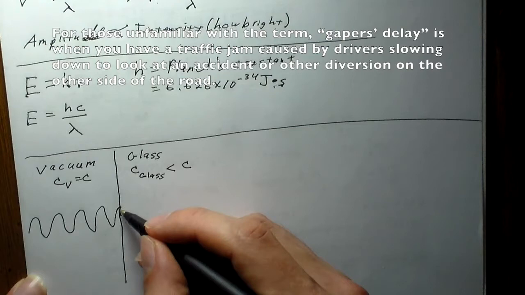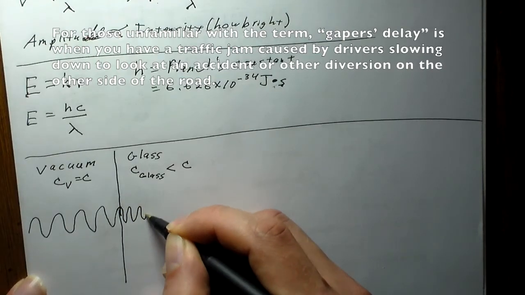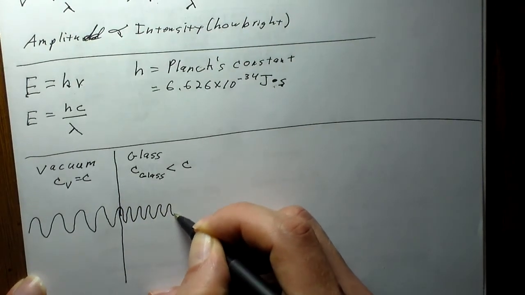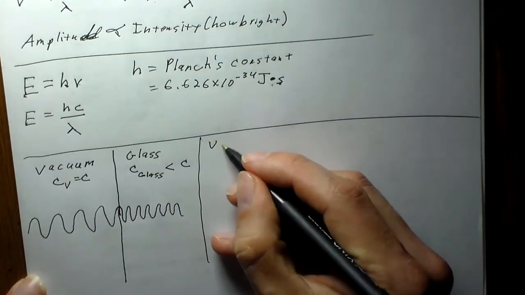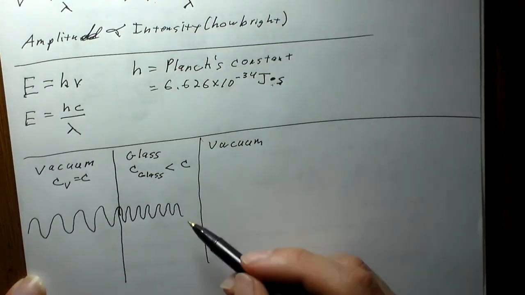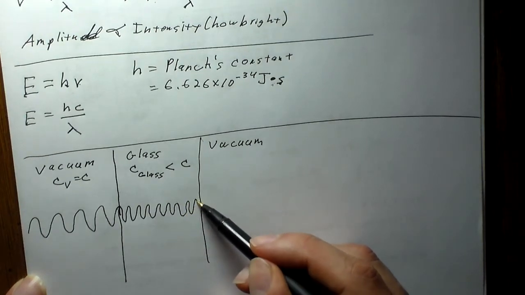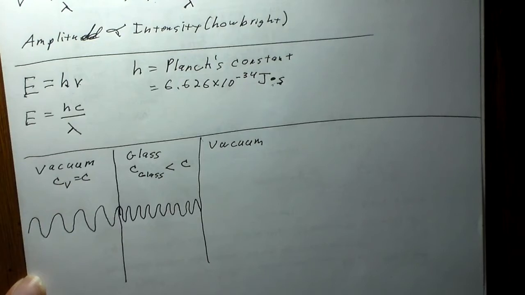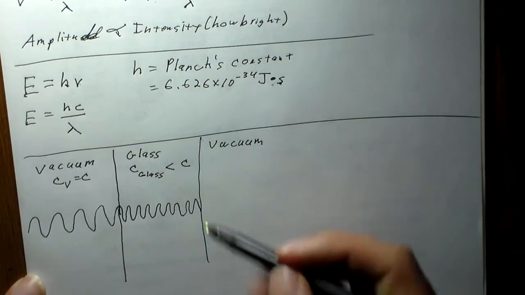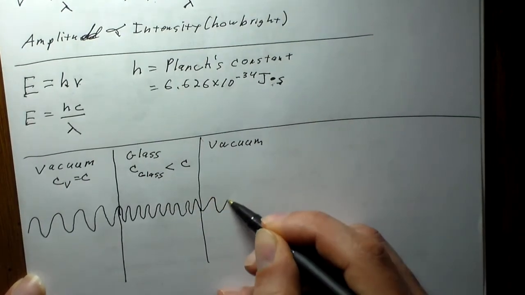So what's going to happen here is that now the light is going to be squeezed closer together here. And then let's say I have vacuum on the other hand. So I have vacuum on this side again. And now this is going to keep on until I hit the interface again. And now you're at the end of the gaper's delay, it's pure sailing. So what happens, you now start spreading out.